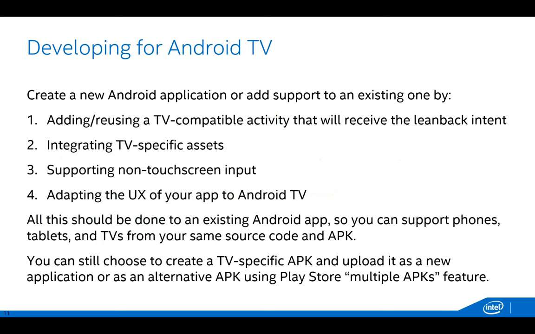Okay, so if you already have an application, as I said before, all this should be done on the application itself. So you just create a new activity, which will receive the lean back intent, and you customize that for the Android TV experience. Or if you wish, you can just create a TV specific application, but then you get to maintain more than one application. So if you just want to maintain one application for a phone, a tablet, or the TV, you can do it in one. If you want to have multiple ones, which is a bit more tricky, then you can also do that.